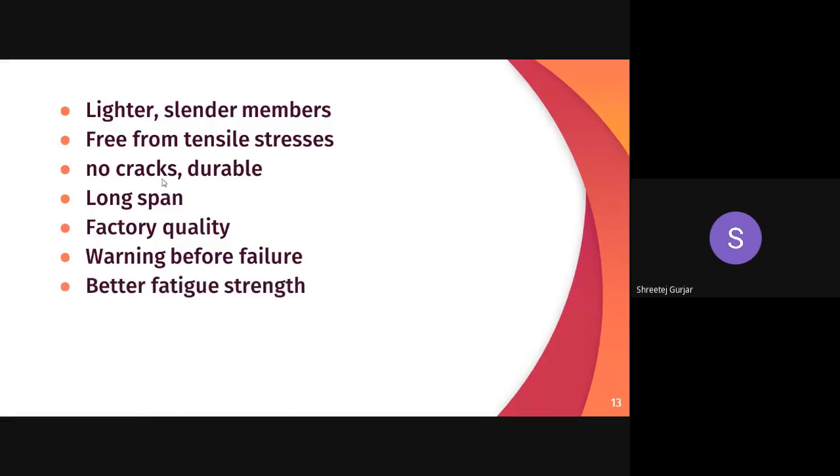Okay, so PSC elements usually have better fatigue strength. Fatigue means a reversal of stresses. Fatigue failure occurs when there are reversals of stresses. Consider a normal RCC bridge. Suppose a heavy truck is moving above it. When there is no truck, it will be in its normal shape. When the truck moves, it will sag, and when the truck passes, it will come back to its original shape. So there are stress reversals occurring.